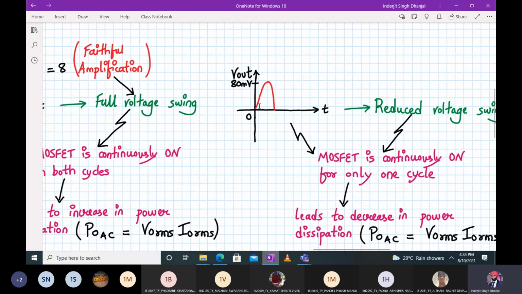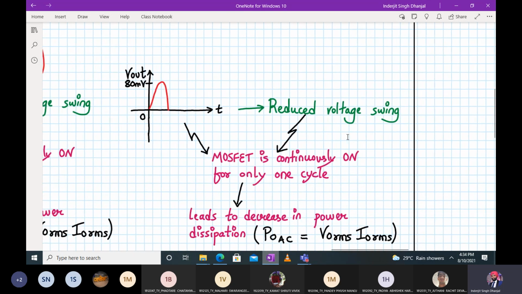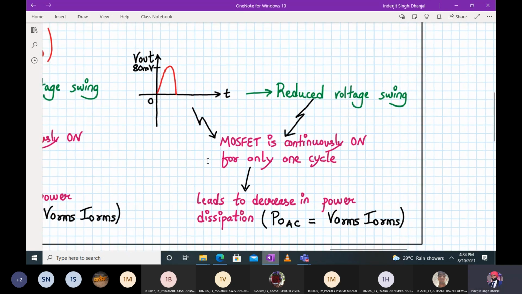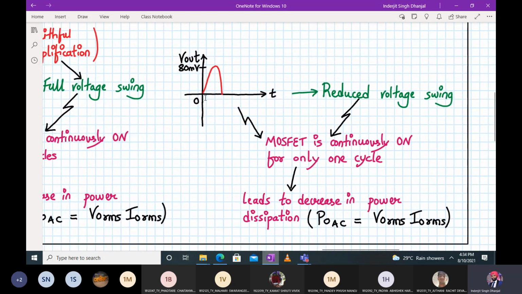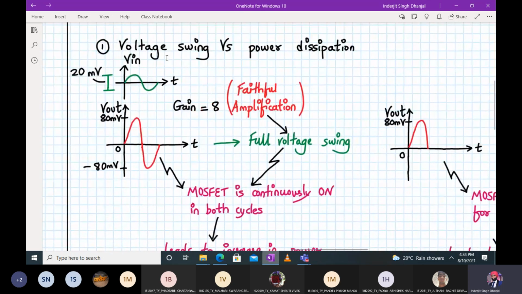Whereas let's say I have a reduced voltage swing. Let's say the negative half cycle is not there. We have some circuits which will produce only the positive half cycle, correct? So we have a reduced voltage swing. The MOSFET is continuously on only for one cycle over here, which will lead to a decrease in the power dissipation. Obviously, because you now have a reduced voltage swing, you have a reduced power dissipation. So what's the relation between the two? A larger voltage swing means a larger power dissipation.